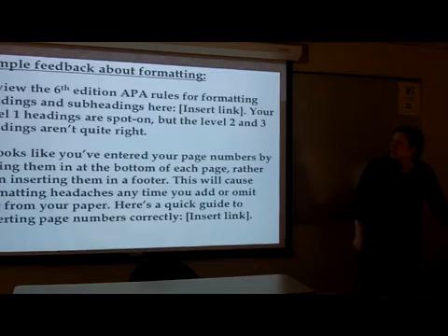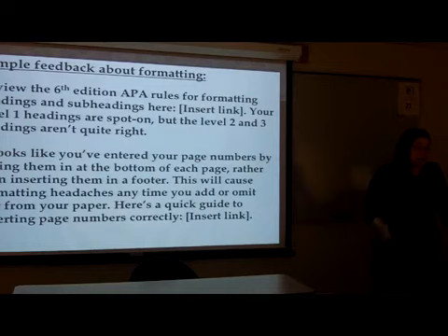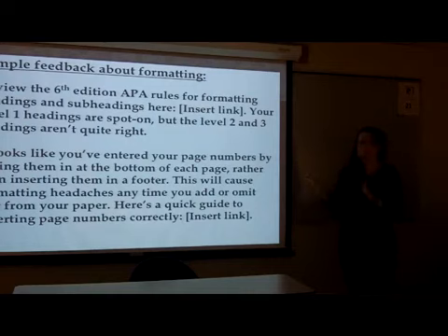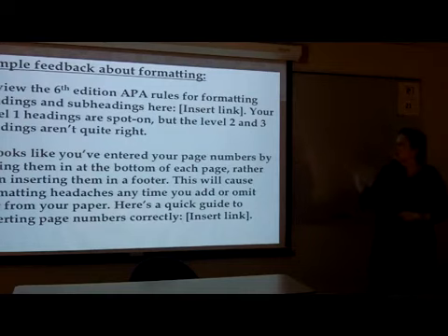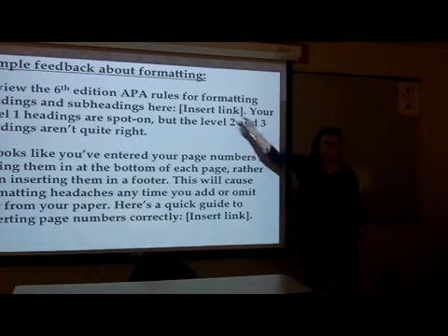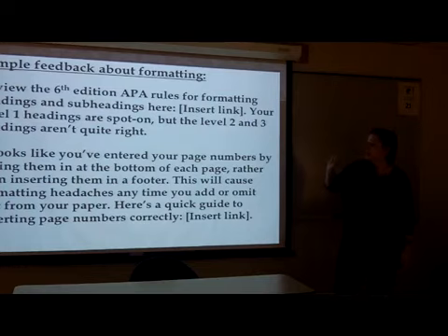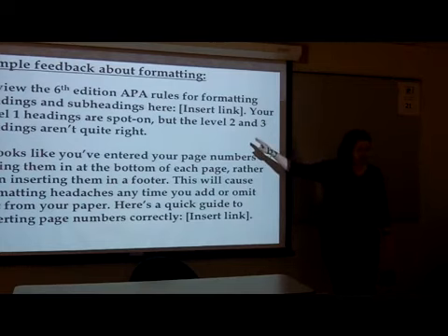Okay? Here's some sample feedback about formatting. APA drives us crazy, so we've got to touch on this. Review the 6th edition APA rules for formatting headings and subheadings here. Insert link. Your level 1 headings are spot on, but the level 2 and 3 headings aren't quite right. So again, you're telling them there's a problem, you're not telling them how to fix it, they're going to go find out how to fix it.